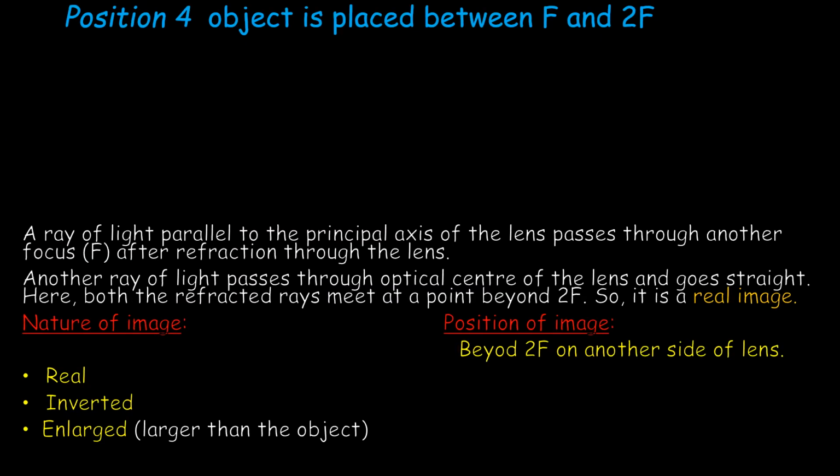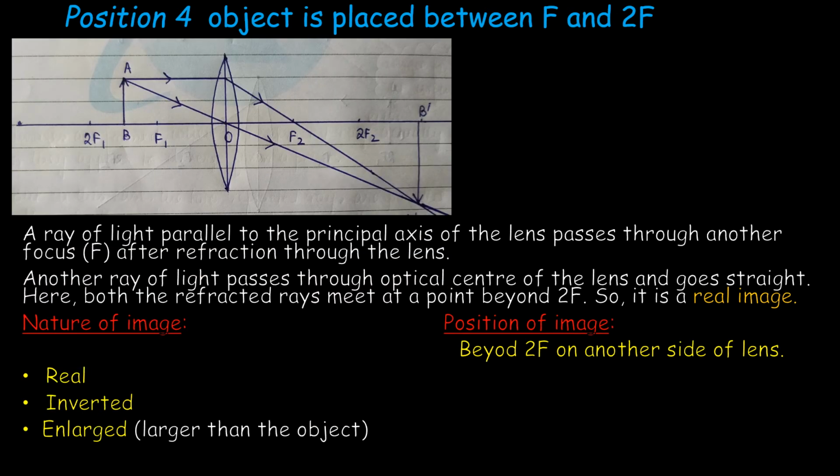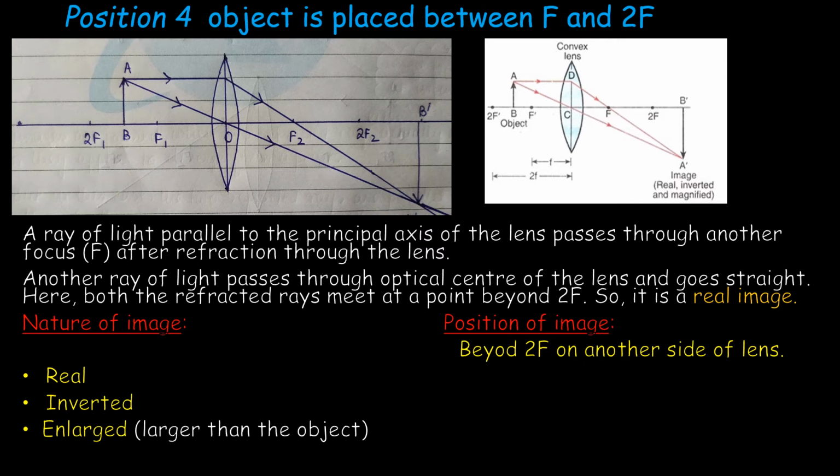Position 4, the object is placed between f and 2f. One ray of light parallel to the principal axis of the lens passes through the other focus on the other side of the lens. Another ray of light will pass through the optical center and remain undeviated. So here both the refracted rays are meeting at a point beyond 2f. So it is also forming a real image. Position of the image: beyond 2f on the other side of the lens. Nature: real, inverted, enlarged, larger than the object.